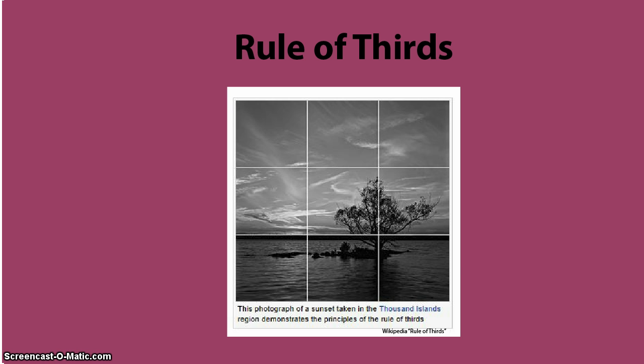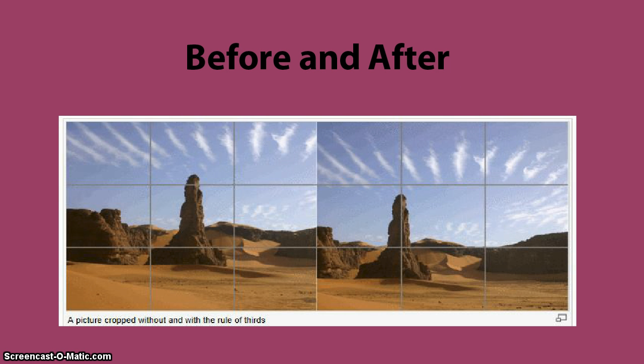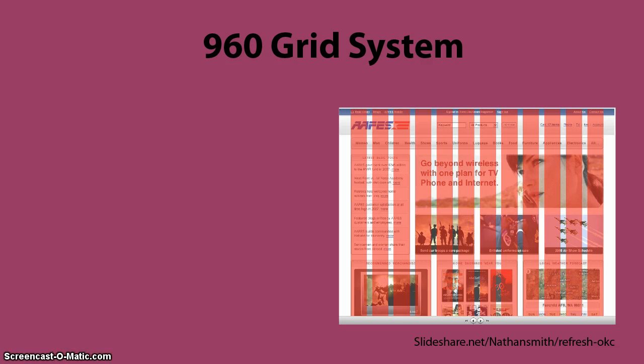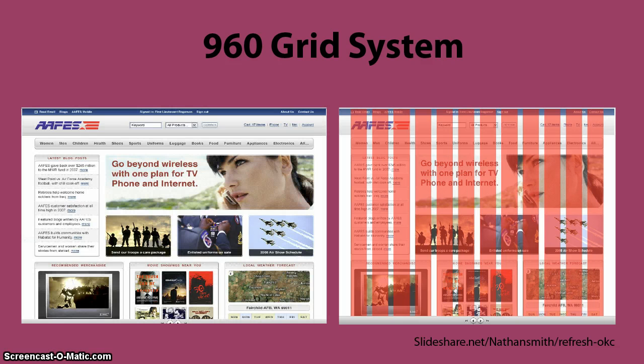Let's look at another example. This one, before and after. A newer, more technical version of this is called the 960 grid system. This system is an effort to streamline web development by providing commonly used dimensions based on the width of 960 pixels. There are two variants, 12 and 16 columns, which can be used separately or in tandem. If you like, there is also a 24 column version. Now here is an example. And the same example without the grid lines.